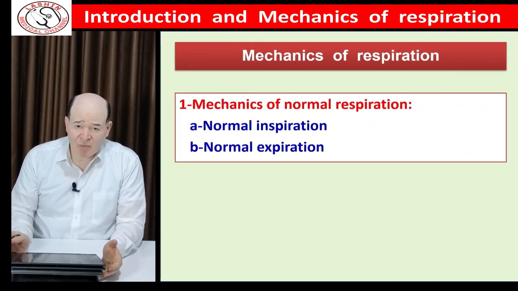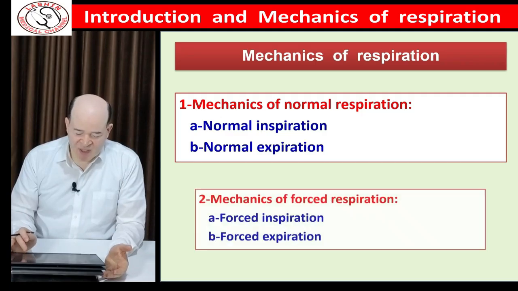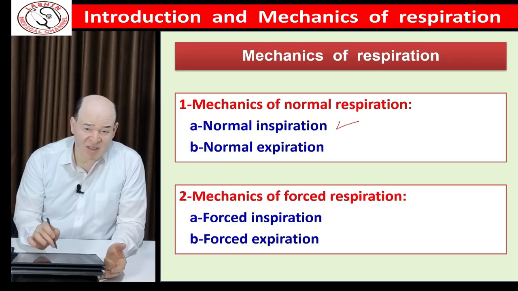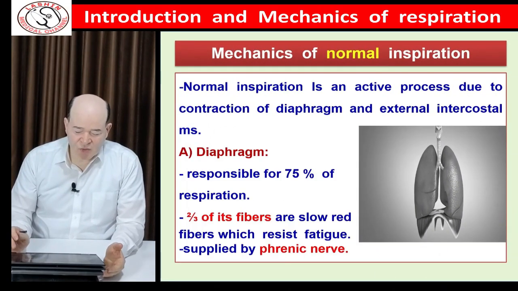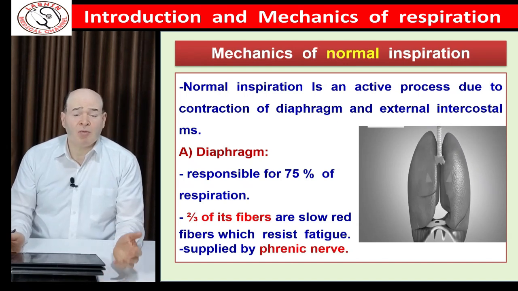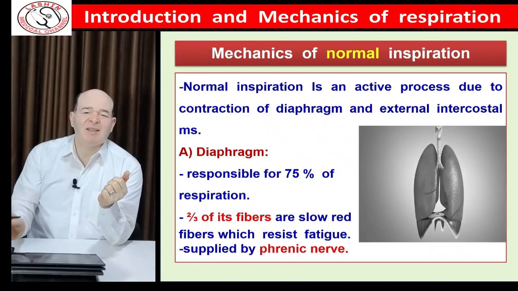Regarding the mechanics of breathing, we have normal mechanics during normal quiet breathing, and during forced breathing. So we will speak about 4 important topics. First, the mechanics of normal inspiration. Second, the mechanics of normal expiration, then the mechanics of forced inspiration, and the mechanics of forced expiration. Regarding normal inspiration, it occurs due to contraction of 2 groups of muscle: the diaphragm and the external intercostal muscles.